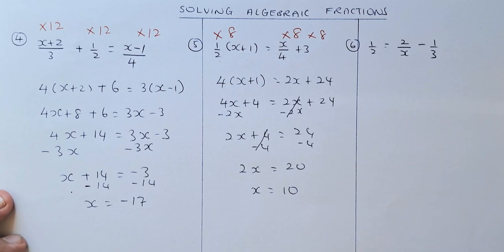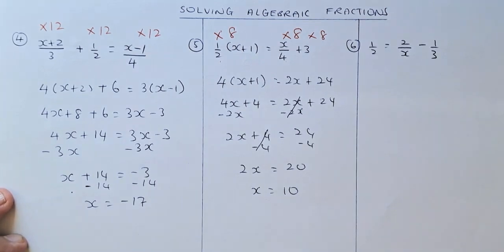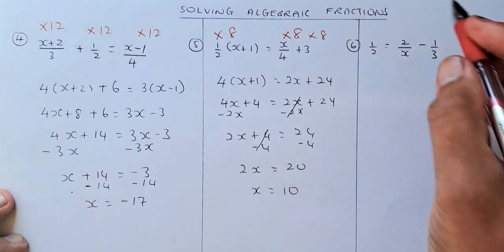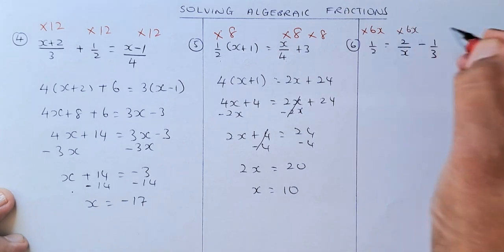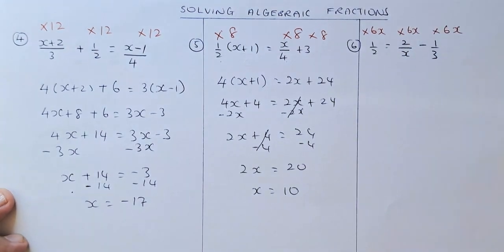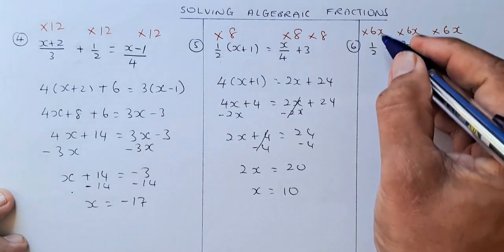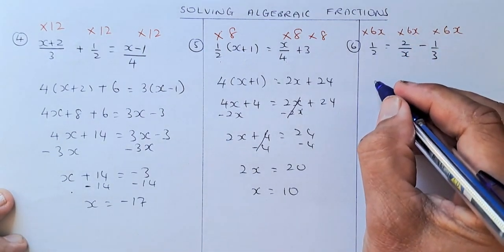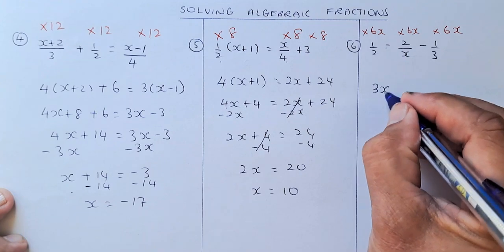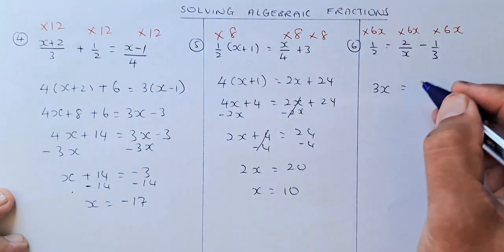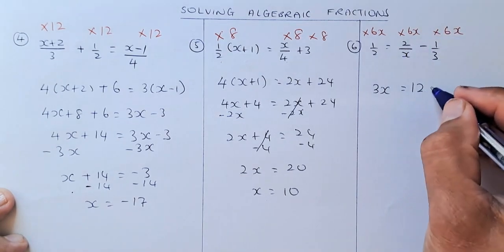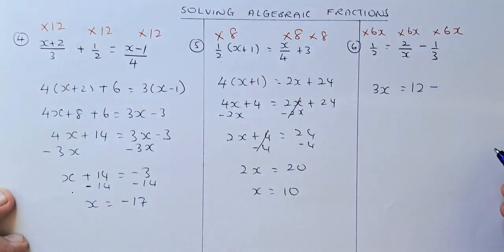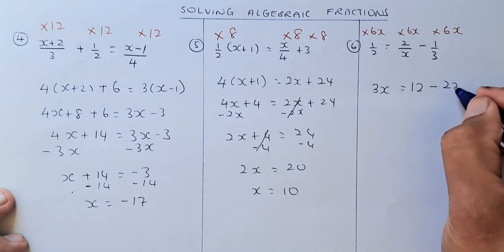Last but not least, you're going to do the hardest one. 1/2 = 2/x - 1/3. So what you do, the lowest common denominator this time is going to be 6x, because there's an x there. You multiply by 6x on every term. When you multiply by 6x, 6x divided by 2 is going to be 3x on the left hand side, equals 6x over x. So you cancel the x, 6 times 2 is going to be 12, minus 6x divided by 3 is going to be 2x, minus 2x.